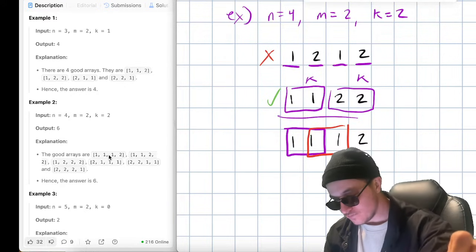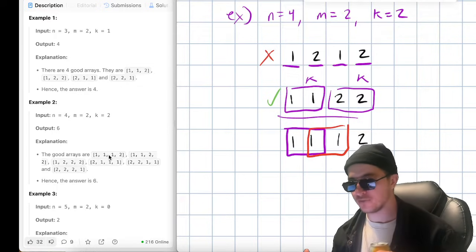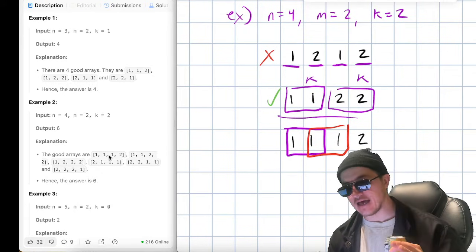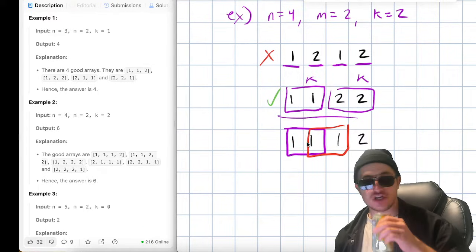Okay, so how do we get to the answer from here? I think we should understand now what it means to be good. It's of size n, all the elements are between 1 and m, and there are exactly k cases where adjacent elements are equal.